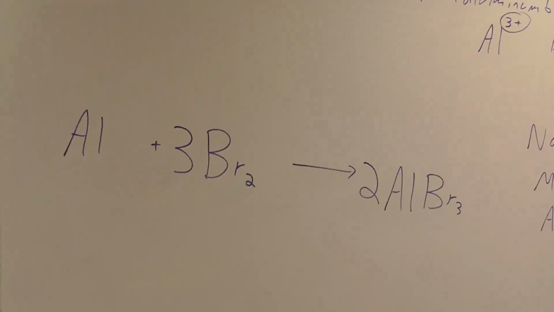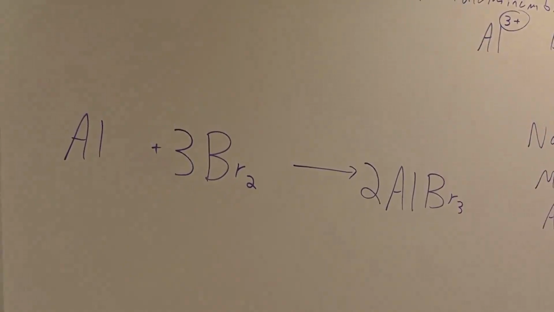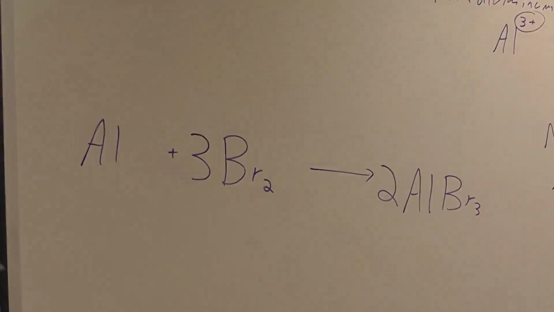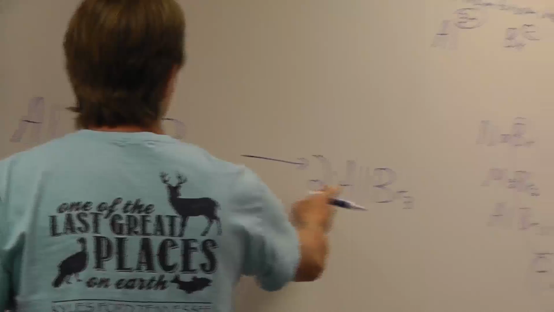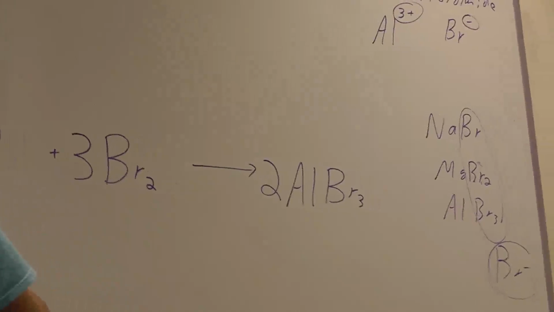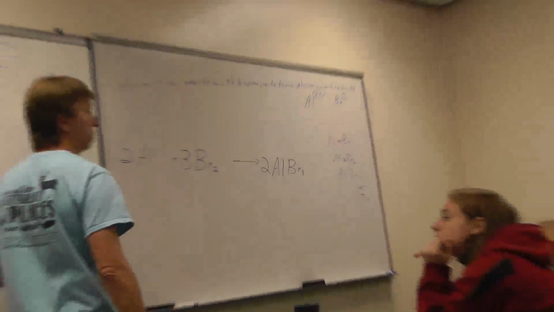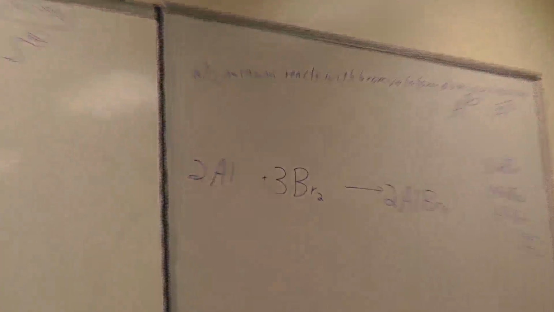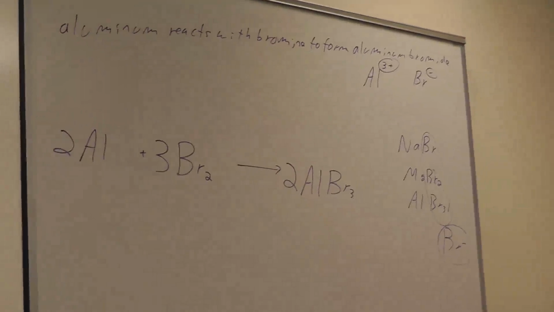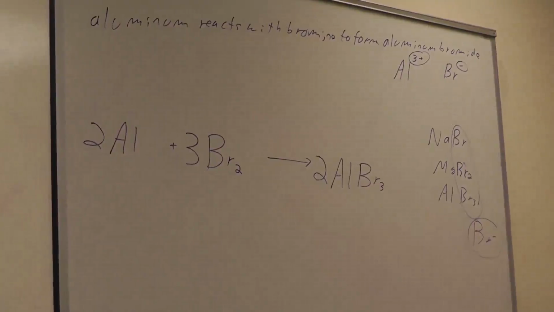And that balances bromine. But now we've got to fix aluminum, because when you put that 2 out front, it affects everybody in the formula. So now there's 2 aluminums, which we've got to account for here. We'll put a 2 there. And that would be balanced, because you've got the same number of each element on both sides.